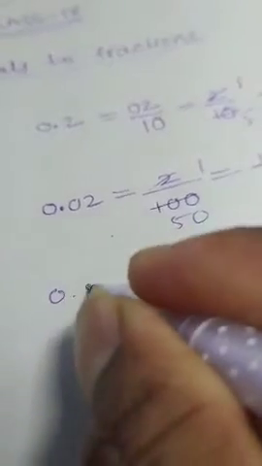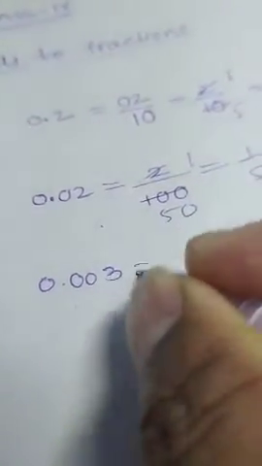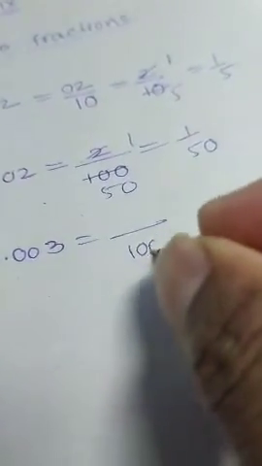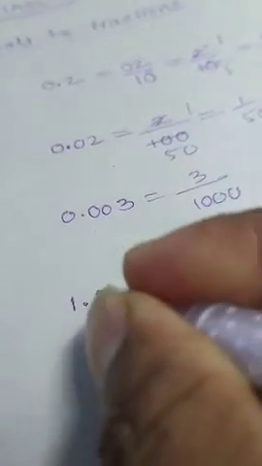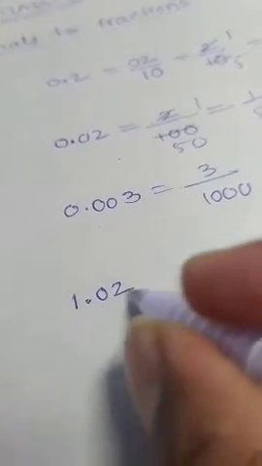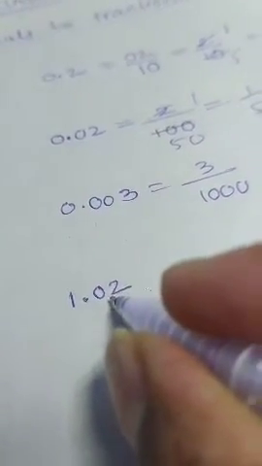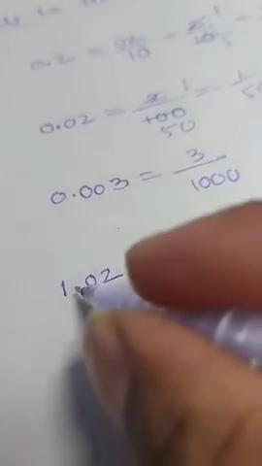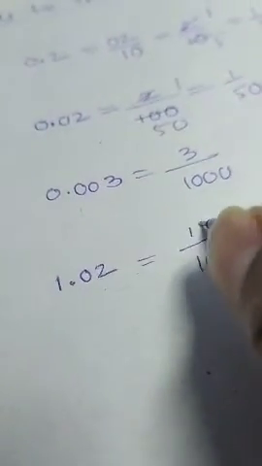Similarly, if you have 0.03, how do you convert it? Count the number of digits. 3 digits are there, so by 1000, and after removing the decimal point you will get 3 by 1000 as the fraction. Suppose one more example, 1.02. This is a terminating decimal. Again count how many digits are there after the decimal point. 2 digits, so in the denominator you have to write 100, and after removing the decimal point you will get 102.